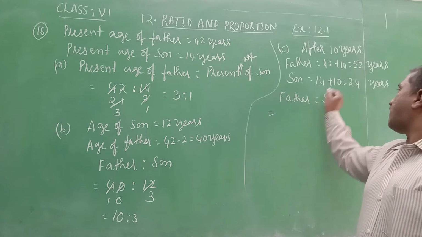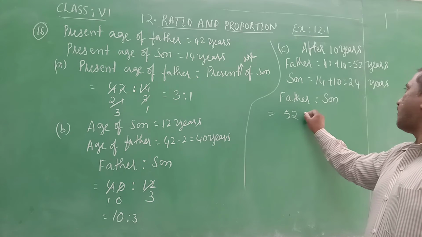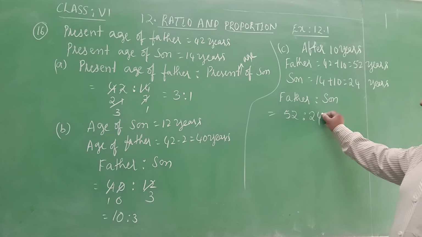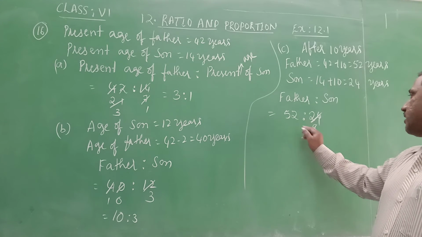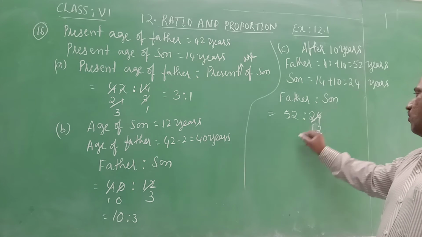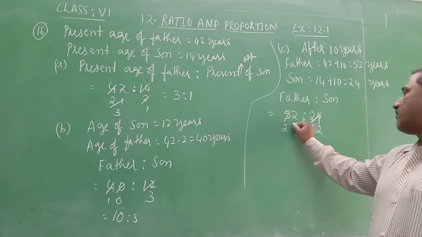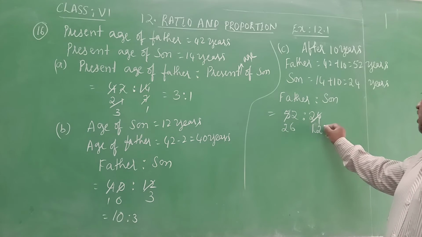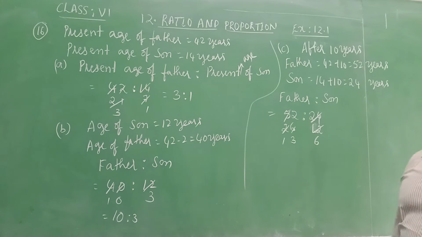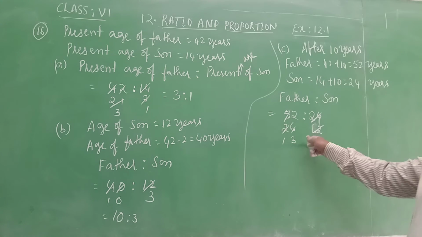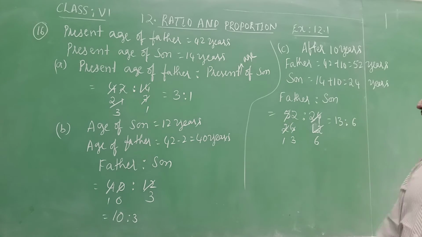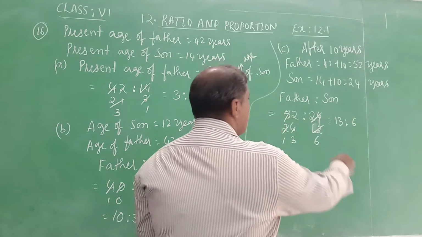Now find the ratio of the age of father to the age of son. Age of father is 52 years and son is 24. This will go with the 2 table. 2 ones are 2, 2 twos are 4, 2 sixes are 12, 2 threes are 6. 4 sixes are 12, and 4 13s are 52. Therefore, the ratio is 13 is to 6.